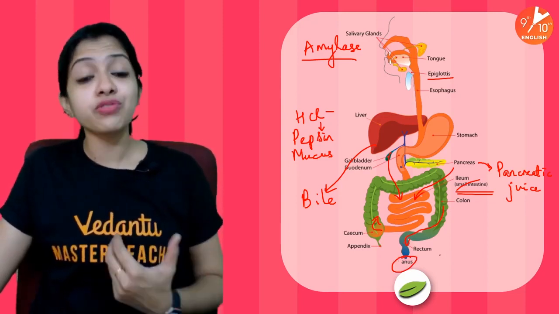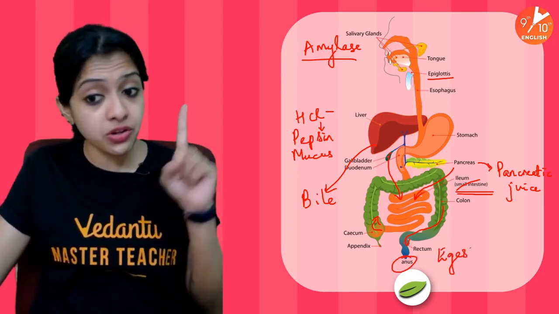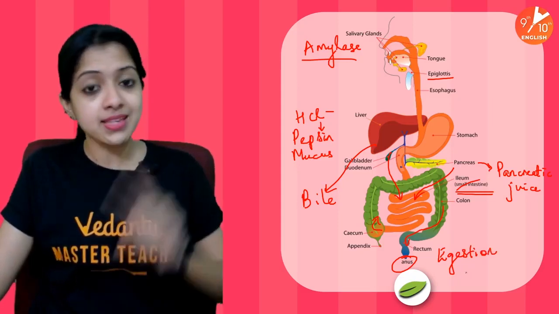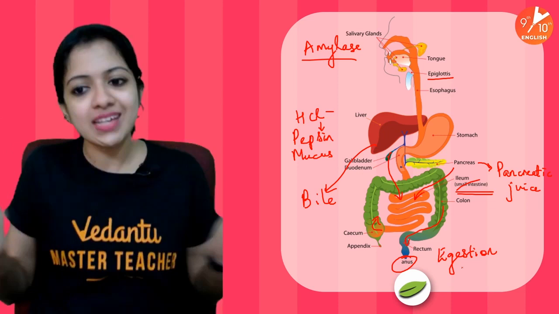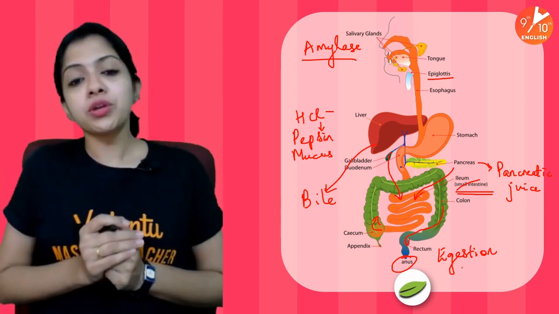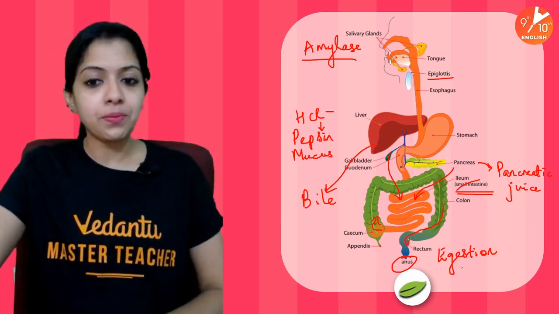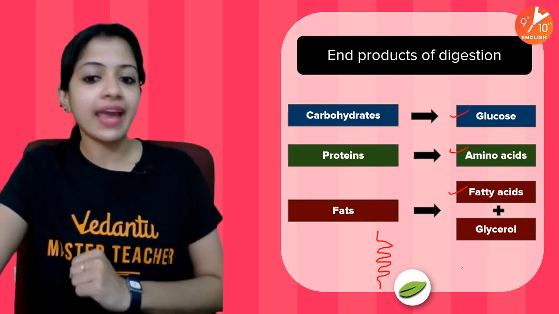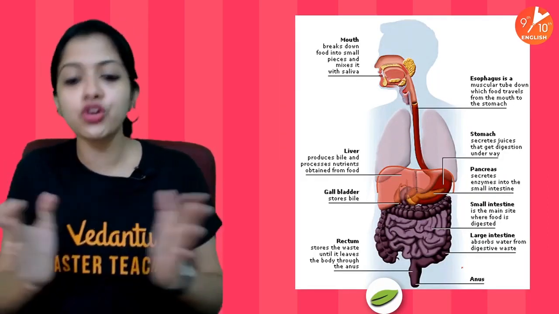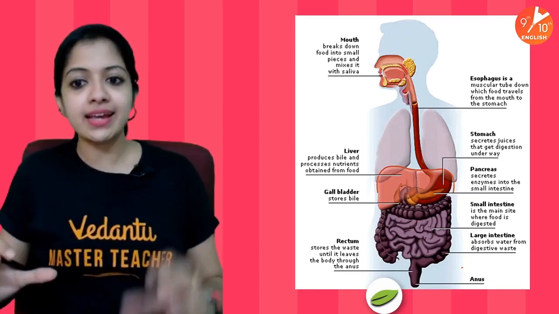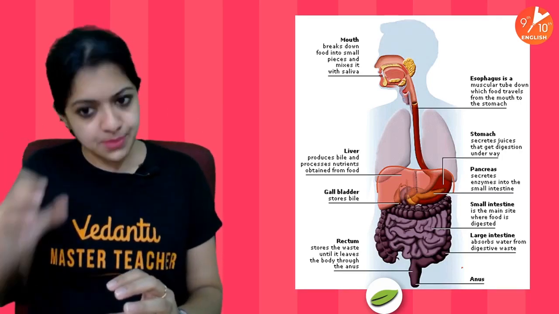This is the process of egestion, not excretion. Remember, it is egestion. Excretion is what happens through your urinary system with the help of your kidneys. So this is how nutrition in human beings, digestion in human beings occurs. Okay, so these are the end products of digestion, and this is everything at a glance for you, for your reference. Mouth, esophagus, stomach, small intestine.